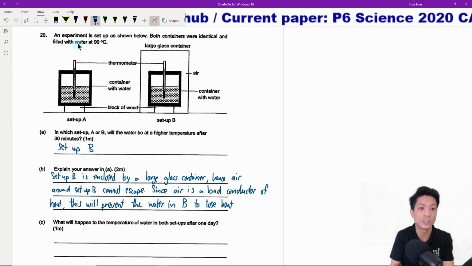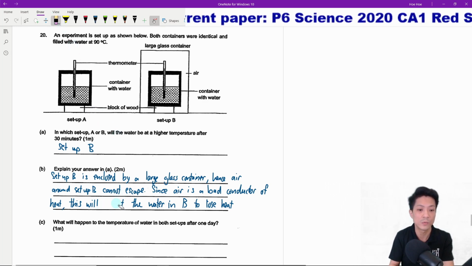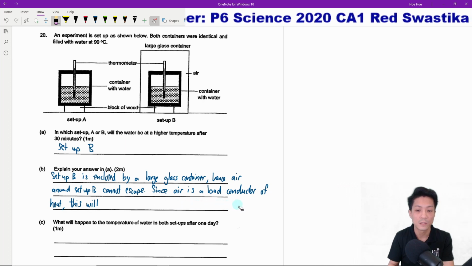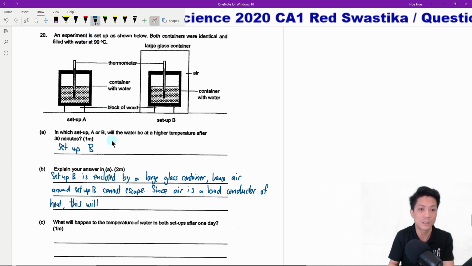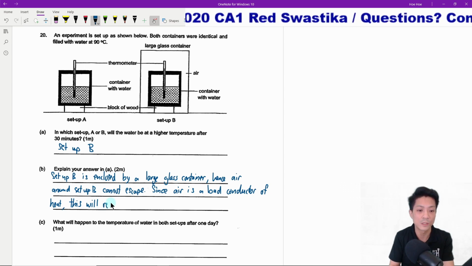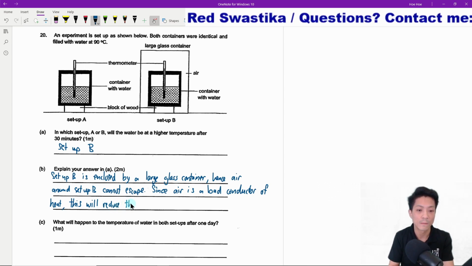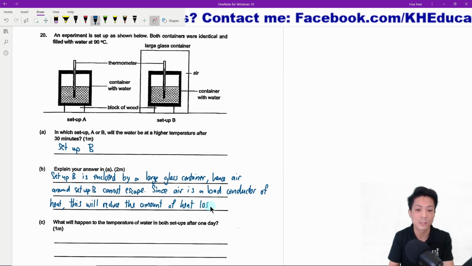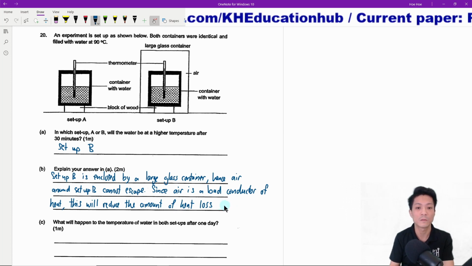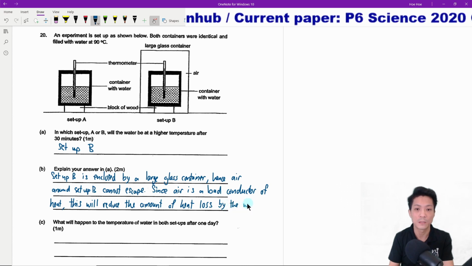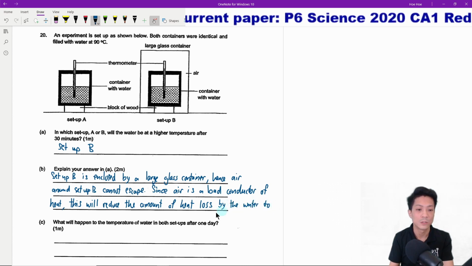Okay, I'm going to change this answer a bit. Instead of saying that this will prevent, I'm going to say that this will reduce, because it doesn't totally prevent. Since air is a bad conductor of heat, this will reduce the amount of heat loss by the water to the surrounding.